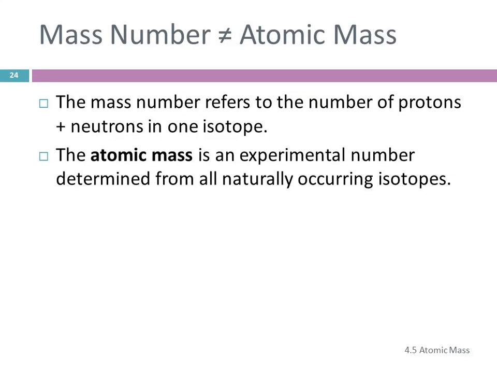The mass number is not the same as the atomic mass, the mass of an atom. The mass number is the number of protons and neutrons in one isotope, but the atomic mass is actually an experimental number determined from all the naturally occurring isotopes.